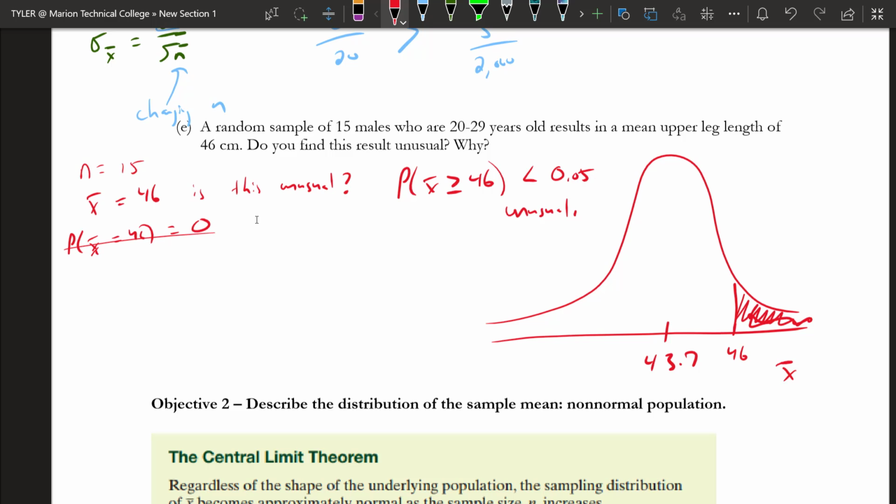Right? So first, we need to know the mean of the distribution and the standard deviation. The mean would be equal to mu, which is equal to 43.7 still. The standard deviation would be equal to sigma divided by square root of n, which is equal to 4.2 divided by the square root of 15. Right? Plug that in your calculator. That's going to be approximately equal to 1.0844.